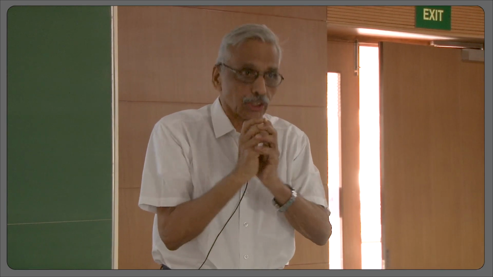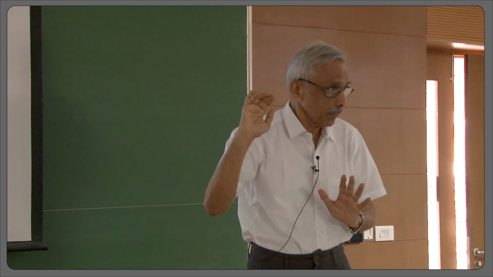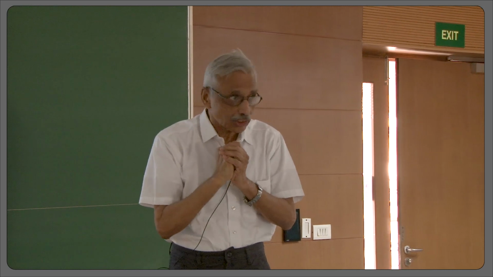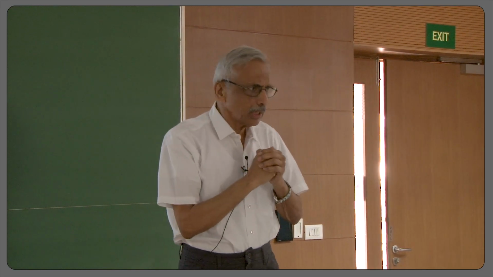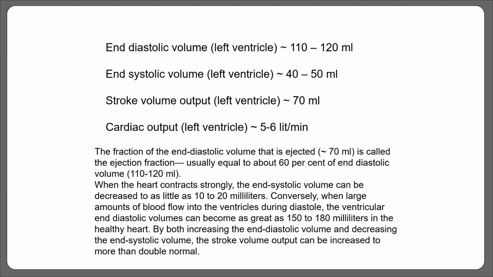Now it has gone into systole. So it's now contracting, it's throwing the blood, as we have seen in the previous slide. Okay. Now, when it has gone to the end of the systole, does it mean that there is no blood there? No, there is still blood. How much blood is there? That blood is about 40 to 50 ml. Let's take 50 ml. Are you with me?